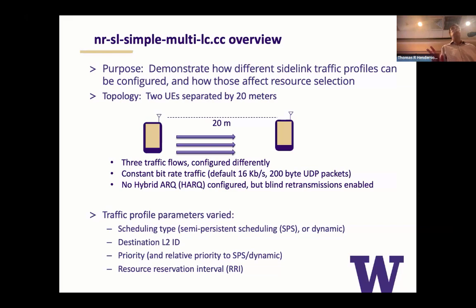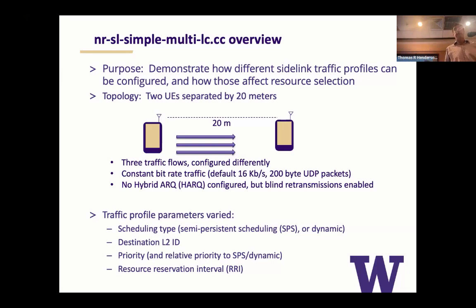There's two UEs separated by about 20 meters. And there's 3 traffic flows. And each of these can be configured differently from the command line. The assumption is that there's constant bitrate traffic. The default is 16 kilobits per second, 200 byte UDP packets. And there's no hybrid ARQ configured. We'll talk about that later.